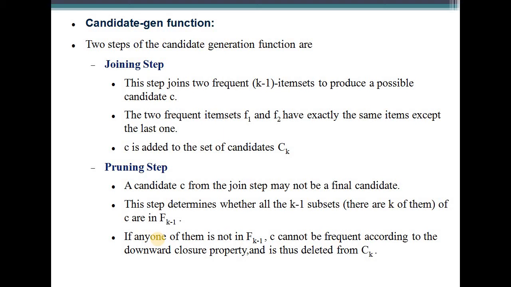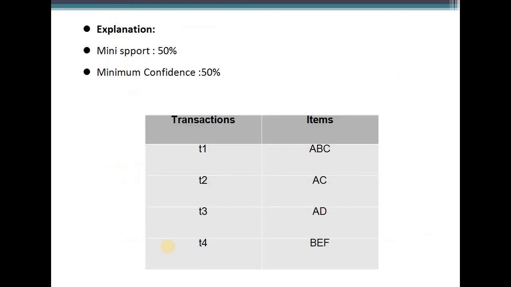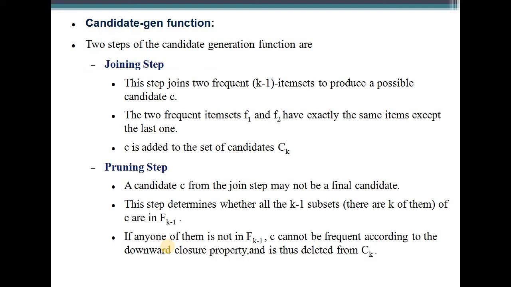Here it explains that it joins two frequent k-1 item sets to produce a possible candidate C. The two frequent item sets F1 and F2 have exactly the same items except the last one. C is added to the set of candidates. So how does it have to look? In this example, we will discuss it clearly.